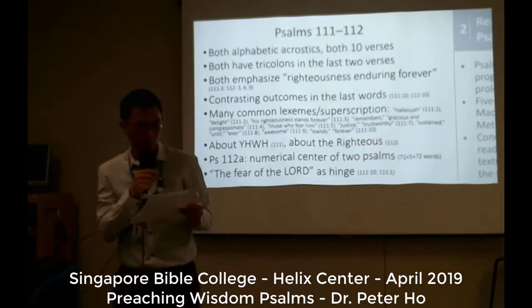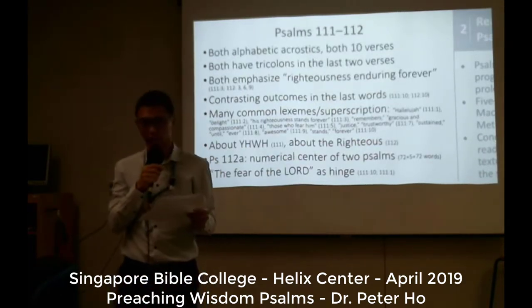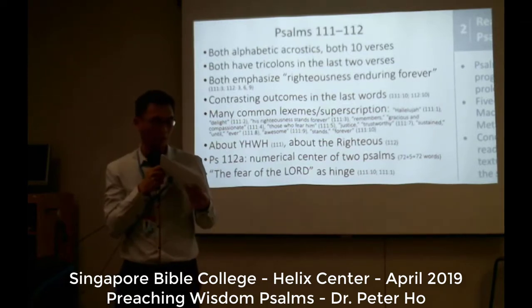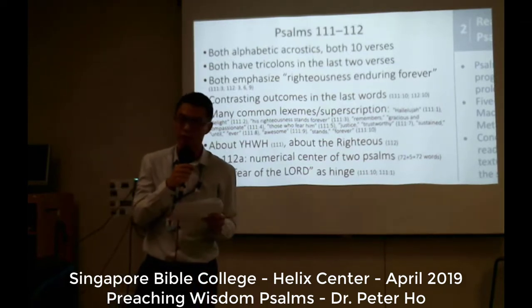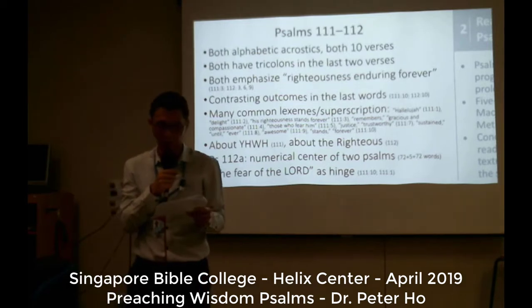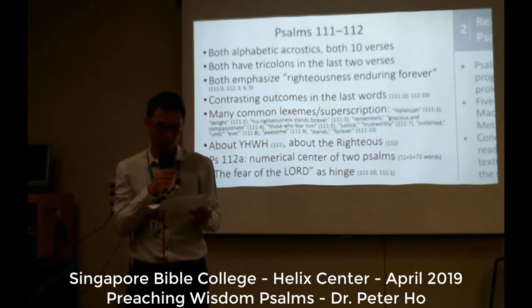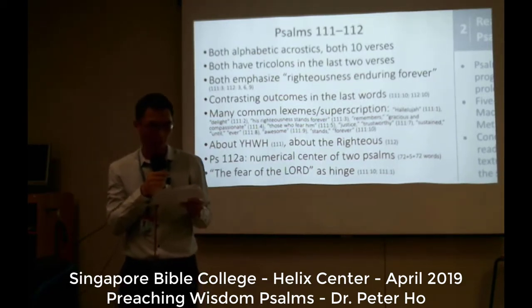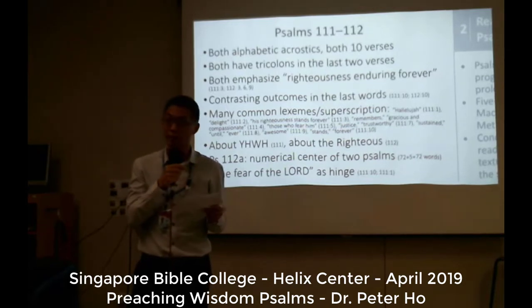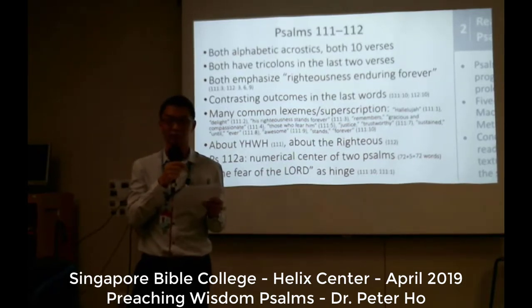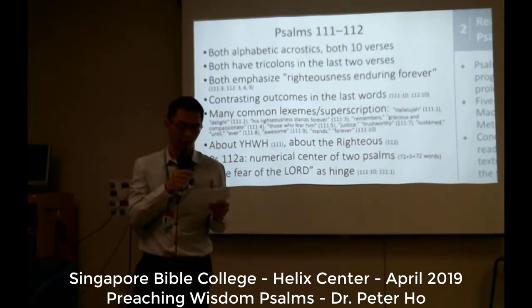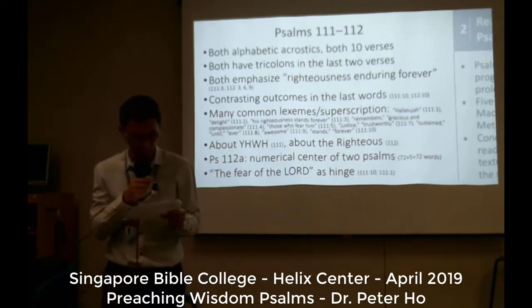Okay. Now, Psalm 112, and now I move on to the second box, is also to be viewed together with Psalm 111. Now, why do I say that? Just take a look at this slide. Both psalms are alphabetic acrostics with 10 verses each. They are like twins, right? They both have tricolons in the last 2 verses.